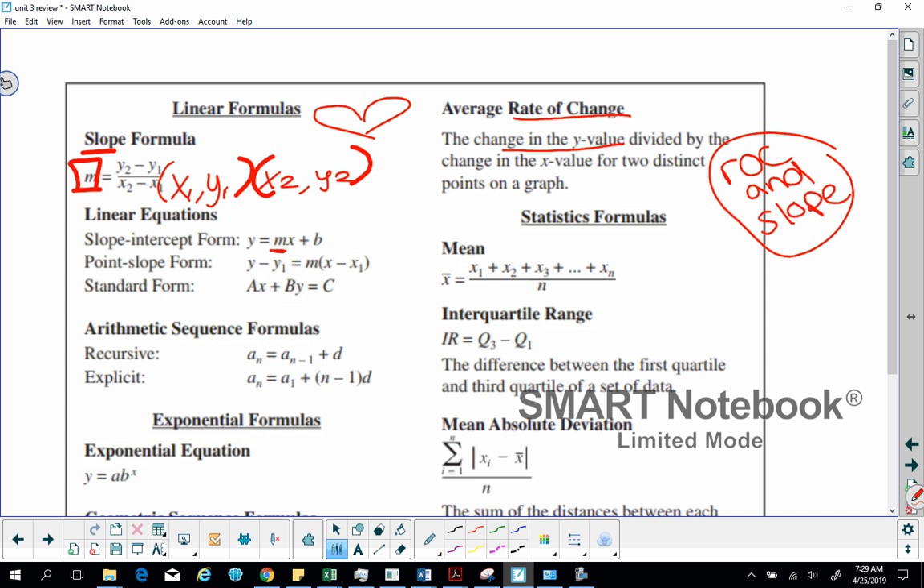The change in y divided by the change in x, they even tell you what it means. So this is on your formula sheet. What type of equations have a constant rate of change? We learned this last unit. Is it quadratic, linear, or exponential? Not quadratic.